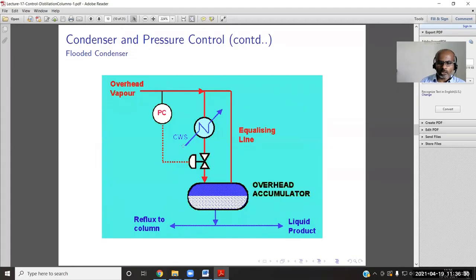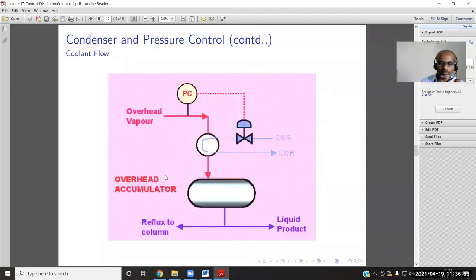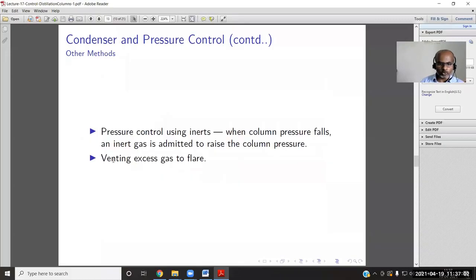So we can adjust the coolant flow rate. Okay, measure the pressure, and here what they have done is about the accumulator, the reflux accumulator is there, no? So the flow to the accumulator. Okay, it is big, not needed. Just adjusting the cooling water flow rate is the simplest. Okay, the other things you please go through.